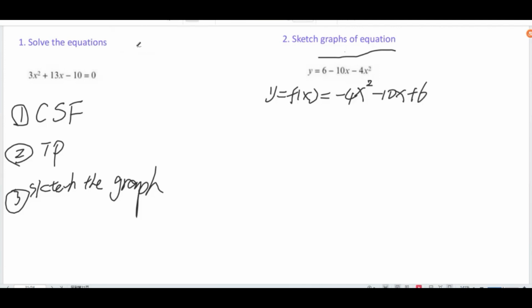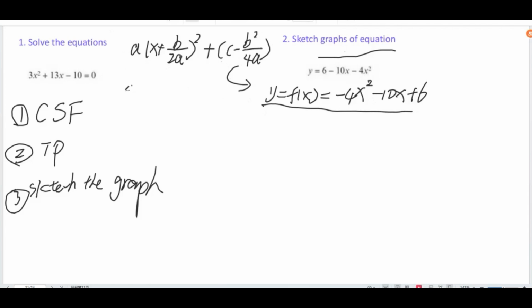Did you remember the completed square form: a(x plus b over 2a) all squared plus (c minus b squared over 4a)? In here, we have to substitute the values. So a here equals -4, b here equals -10, and c equals 6. Substitute in this formula.